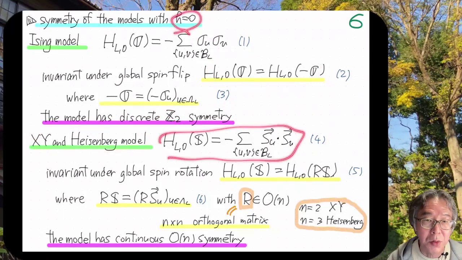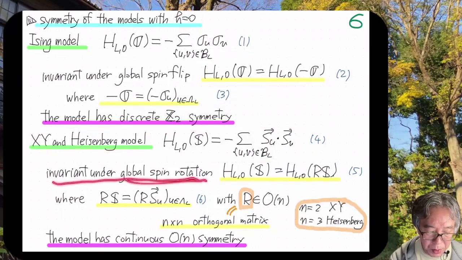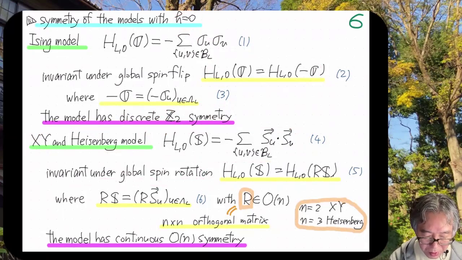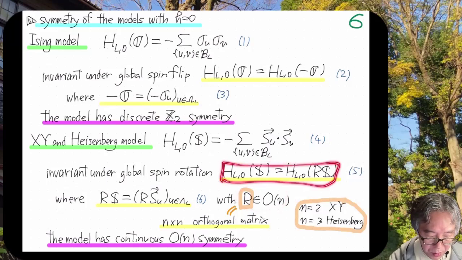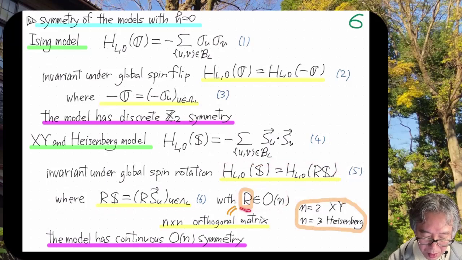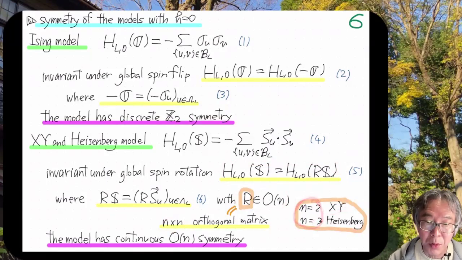Now let's consider the XY and the Heisenberg model with this Hamiltonian. Again, we have h equals 0. And in this case, I argue that the Hamiltonian is invariant under the global spin rotation. Actually, this has more than global spin rotation, but anyway, I claim that this Hamiltonian satisfies this invariance. What is this? Here R denotes an arbitrary n by n orthogonal matrix, where n is 2 for the XY model and 3 for the Heisenberg model. So this is nothing but the number of components.